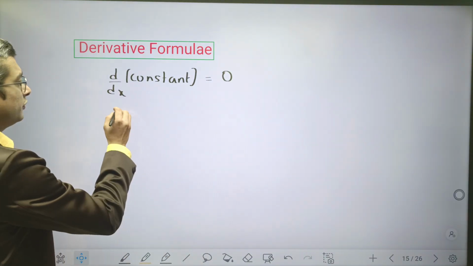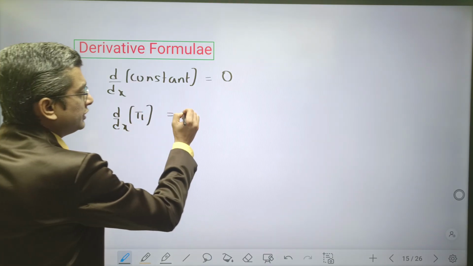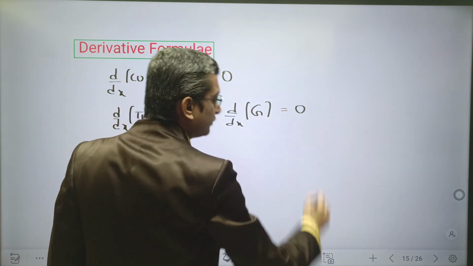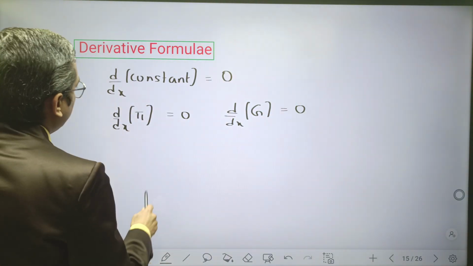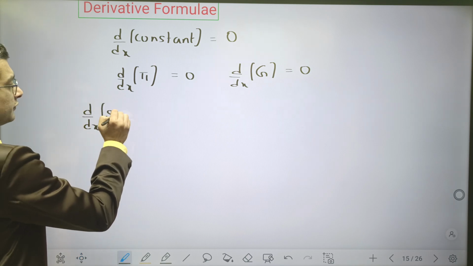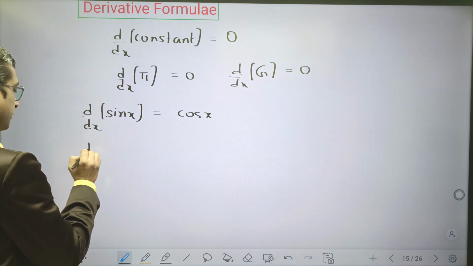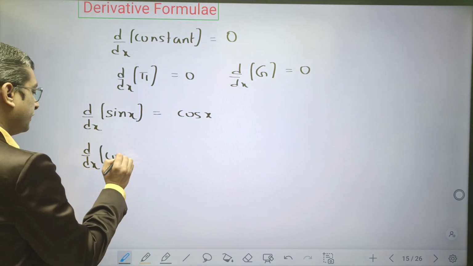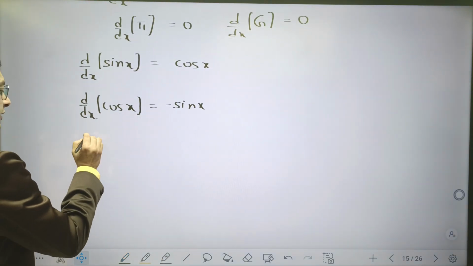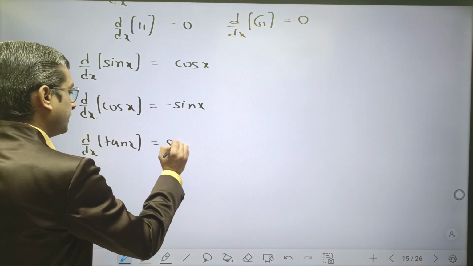Suppose, for example, you come across situations like d by dx of pi. Pi is a constant, so 0. Suppose you come across d by dx of the universal gravitational constant. This is 0, isn't it? Now the formula for the trigonometric ratios: d by dx of sin x will be cos x. D by dx of cos x will be minus sin x. D by dx of tan x is sec square x.